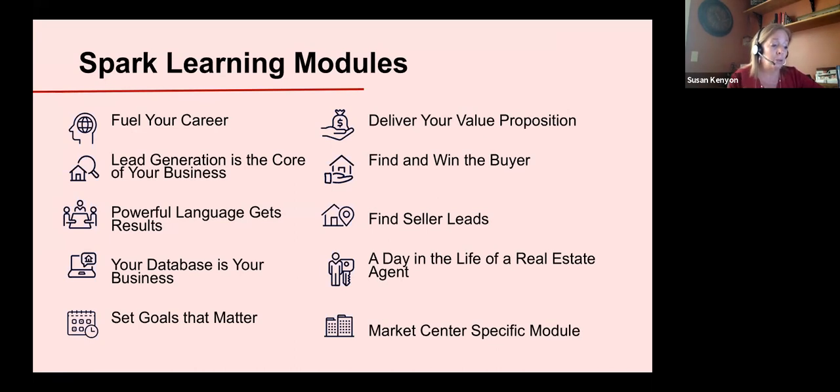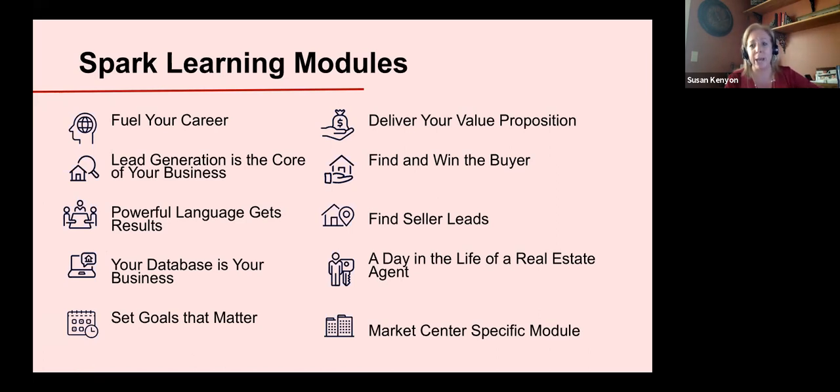Lead generation. So tomorrow, don't miss tomorrow. Lead generation is the core of your business. We keep talking about it. It doesn't matter how long you've been in the business. Lead generation is always the priority. Whether you're brand new or you've been doing this for 20 years, you should always be lead generating. It will provide you an overview of the lead generation model, and it will cover how to lead generate and why lead generation is so important. So that's tomorrow.